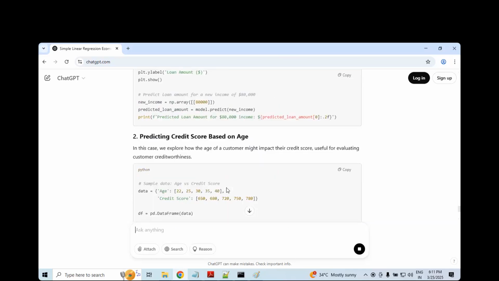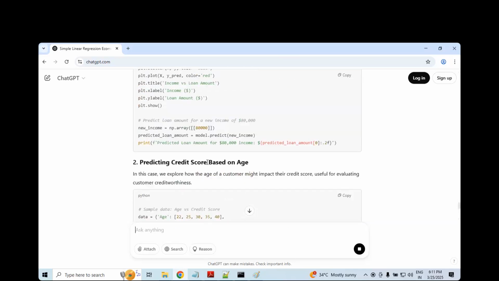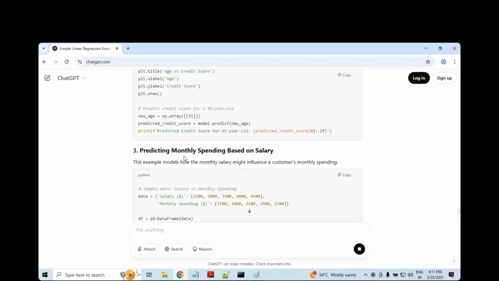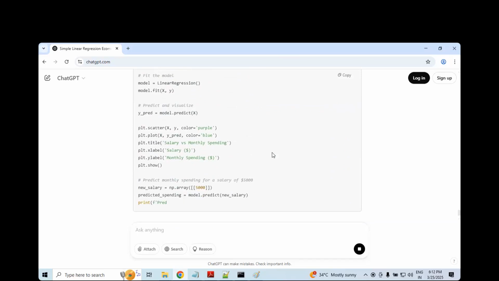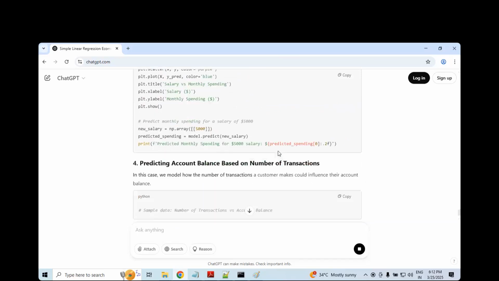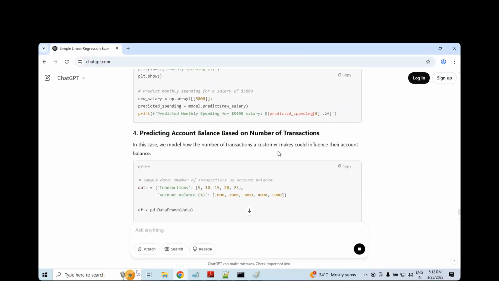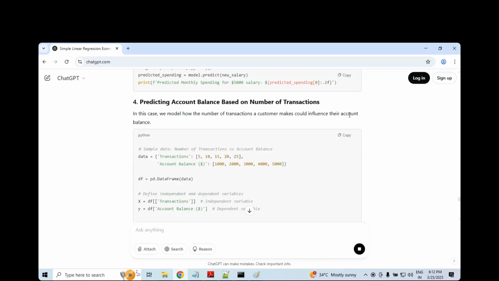Next one will be predicting credit score. Predicting monthly spending based on salary. These are all problem statements. The point why I'm repeating this is that the sky is the limit for practice, so you need to do more practice. You can use this tool. It is giving really good examples. Slowly, if you are able to pick up, the practice will be helpful for you.